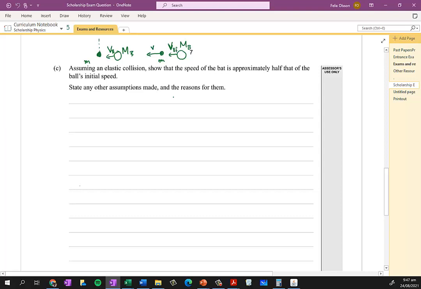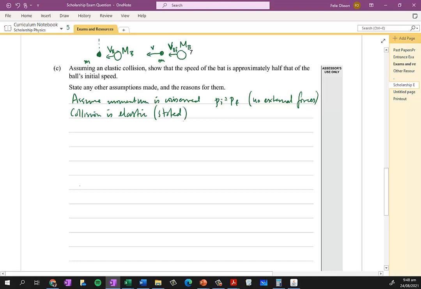Okay, so we're assuming an elastic collision. First, we'll assume momentum is conserved, so Pi equals Pf, because we're assuming no external forces. That's an assumption because there is obviously someone holding the bat, but we'll assume that in the little instant that the collision happens, the external force is small enough not to impact the conservation of momentum. Also, the collision is elastic. That's stated. It won't be, but that's what we're told to assume. So EK initial is equal to EK final.